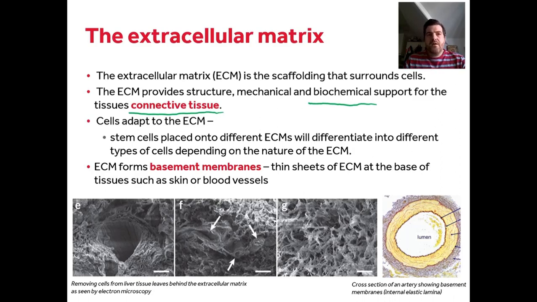The other thing that we can't forget is that cells adapt to the extracellular matrix. So if you placed or seeded stem cells onto different extracellular matrices, different types of connective tissue, for example, they would differentiate into different types of cells depending on the form of the extracellular matrix. So you could determine whether the cell becomes a muscle cell or some other kind of cell, for example.